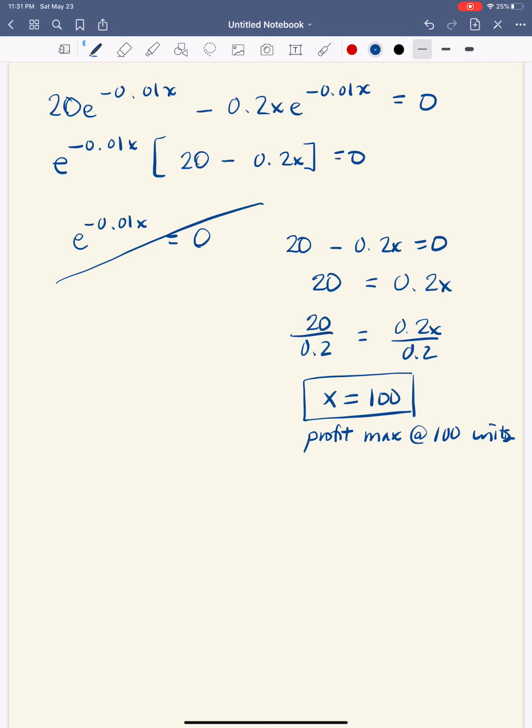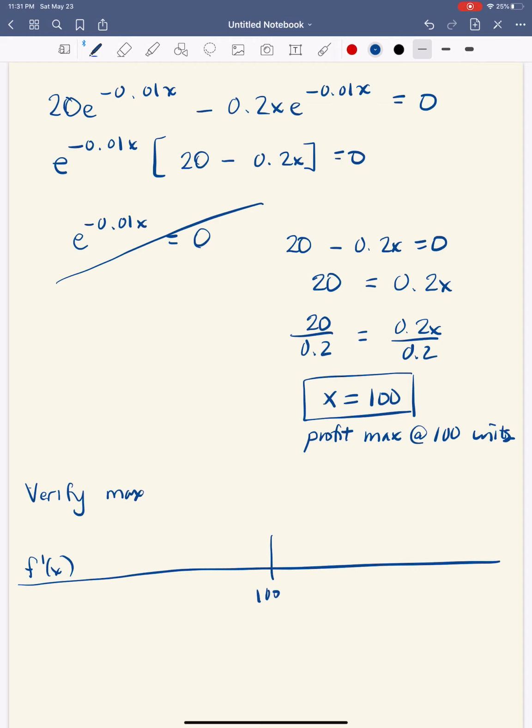So now we have to verify that it's a maximum. And there's a lot of ways we could do that. We could take a second derivative, and given that we have a product rule ahead of us, I don't think we want to do that. We're just going to use the first derivative test looking at the sine graph. So we have our sine graph here, and 100 is the point that we have to test.